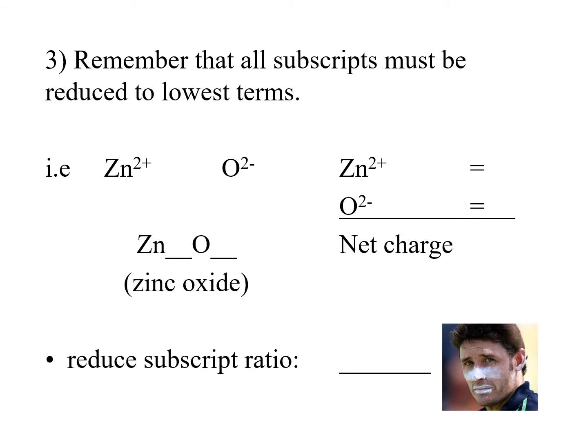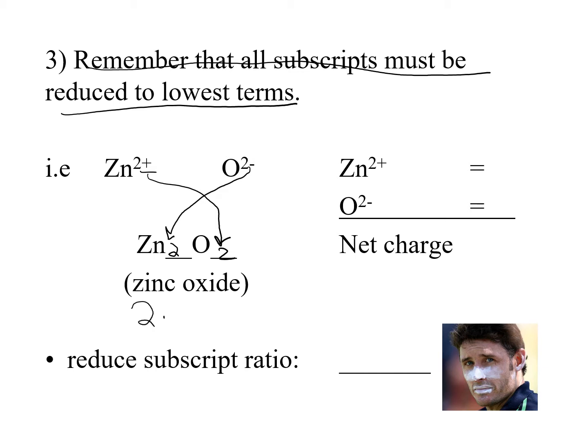Our last rule in writing ionic compounds is to remember that all subscripts must be reduced to the lowest term. So let's go ahead and create our ionic compound. Here we have zinc ion, and we're going to take the charge and make that the subscript. And an oxide, the same thing. I'm going to cross the charge. We have a -2, but we never have a negative value, so we put a 2 here. So I have Zn2O2.